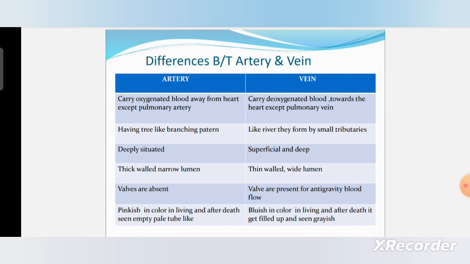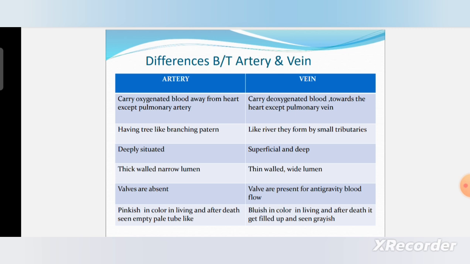Arteries are deeply situated. On the other hand, veins are situated both superficially and deeply. Arteries have thick walls and a narrow lumen. Veins have thin walls and a wide lumen. Valves are absent in the arteries, and valves are present in the veins for anti-gravity blood flow.